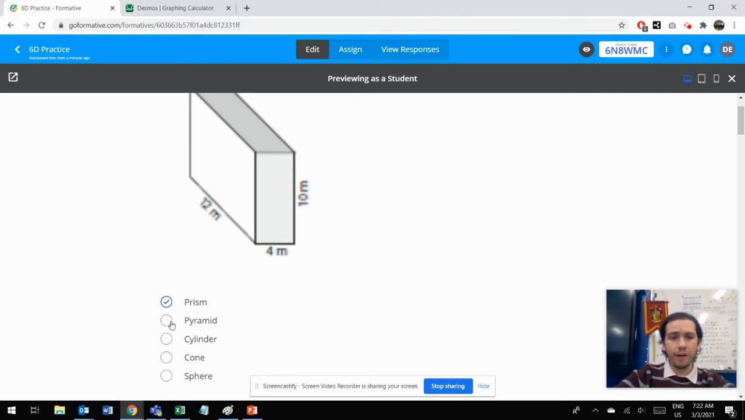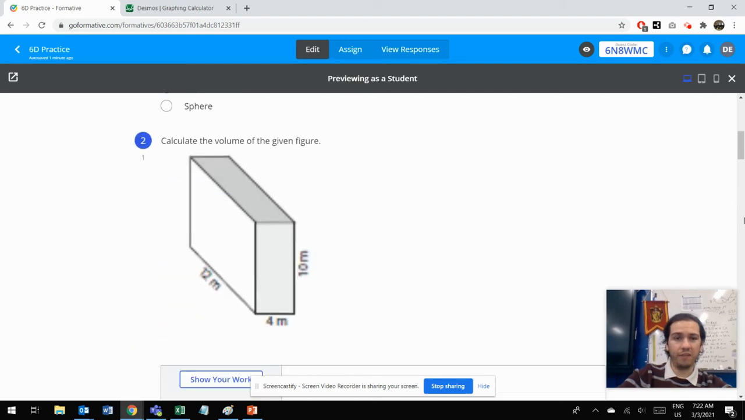But then we can think about what it is as a pyramid, right? A pyramid is a square, a rectangle, or a triangle as a base, and then it comes to a point. This doesn't come to a point. A cylinder is a circle that is extended throughout, kind of like a can or a tube, and this one does not have a circle anywhere on it. It's not a cone, because a cone also has a base of a circle that comes to a point. And then a sphere is just basically a 3D circle. So prism is the only one that makes sense.